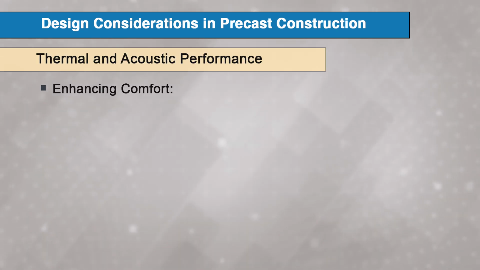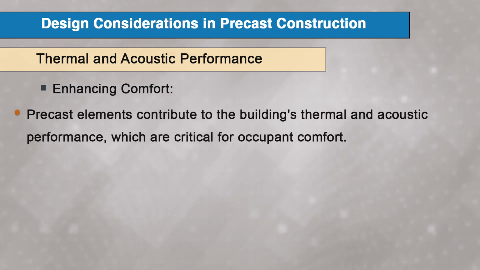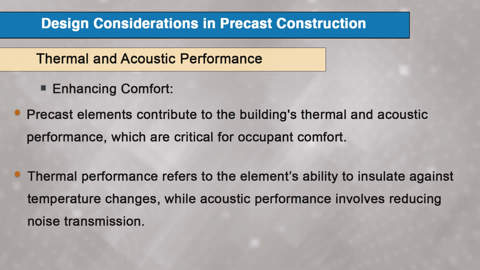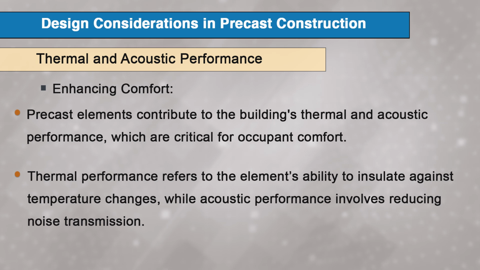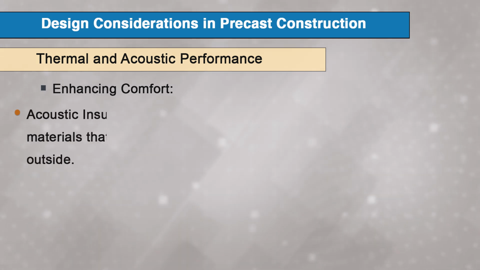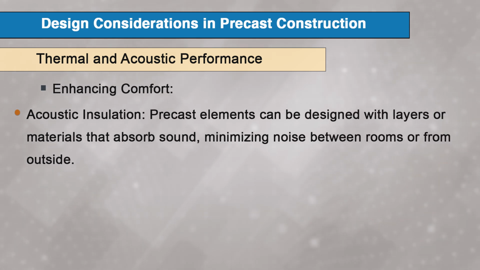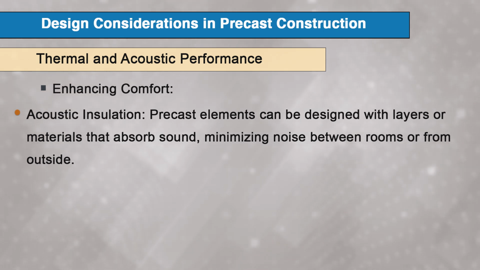Next is the thermal and acoustic performance, which enhances the comfort. Precast elements contribute to the building's thermal and acoustic performance, which are critical for occupant comfort. Thermal performance refers to the element's ability to insulate against temperature changes, while acoustic performance involves reducing noise transmission. Thermal insulation, that is integrating insulating materials into precast panels, can improve energy efficiency, reducing heating and cooling costs. If you talk about the acoustic insulation, precast elements can be designed with layers or materials that absorb sound, minimizing noise between rooms or from outside.